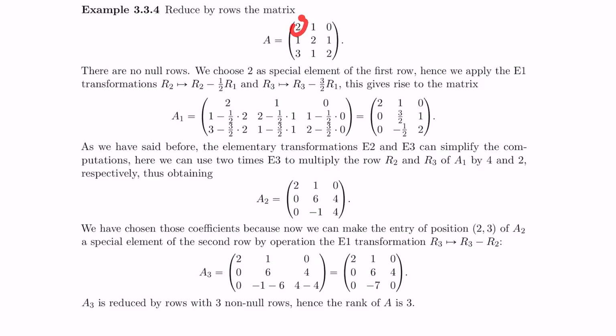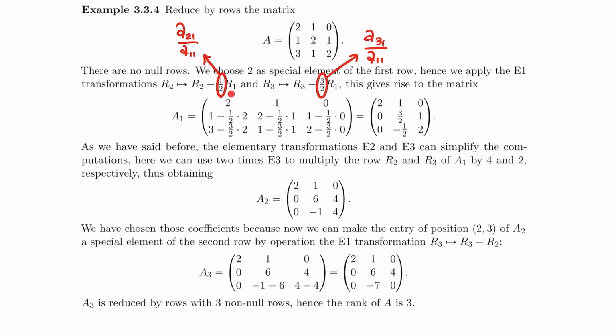I chose this entry here to become the special element of the first row. This is an arbitrary choice. I could have chosen also this entry here. If we follow the prescription of the E1 transformation that we have discussed before, in order to obtain 2 as special element of the first row, we have to apply this E1 transformation on the second row and this E1 transformation on the third row.